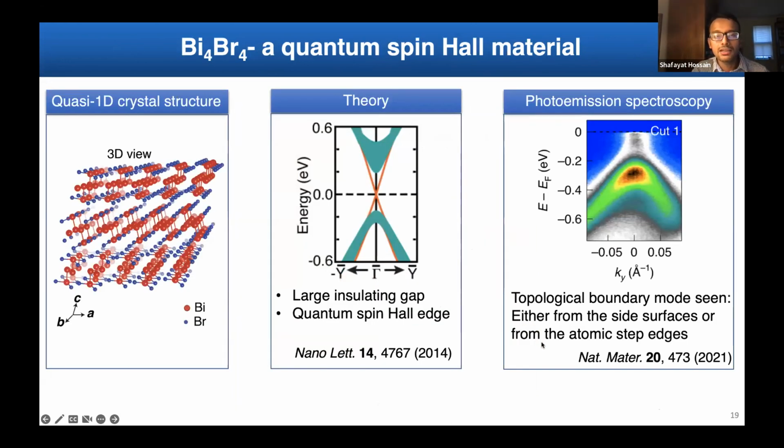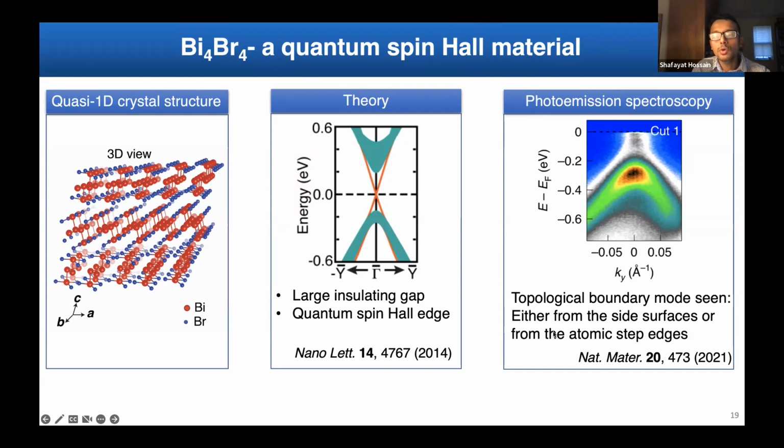So let's talk a little bit about our material platform. It's alpha bismuth bromide, a quasi-1D material. It has bismuth bromine chains running along the b axis of the crystal. Theory says that it has a large bulk gap and quantum spin Hall edges. We have known this since 2014. More recent ARPES work shows a topological boundary mode, but in the absence of real space imaging, it's elusive whether this boundary mode is from the side surface or the atomic step edges.